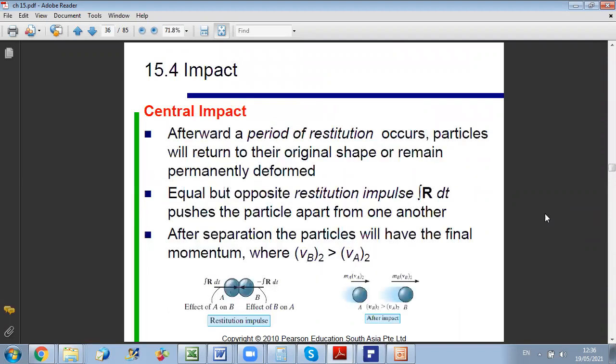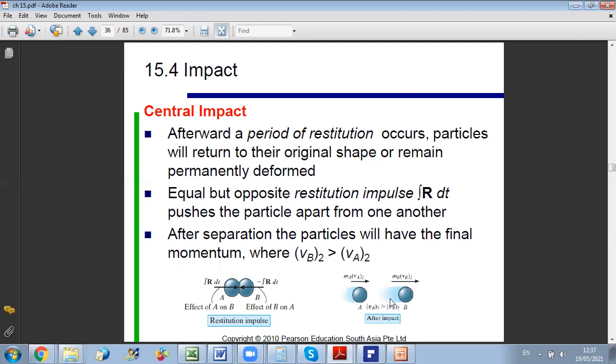We can have the case of central impact. As you can see in the figure here, the initial velocities are along the line joining the centers of the balls. In this case, it will be much easier to solve because we know that the final directions will be along the same line, but what will change is the algebraic values of velocities. So we will just have two unknowns, which are VA2 and VB2. So in central impact, we just need two equations.